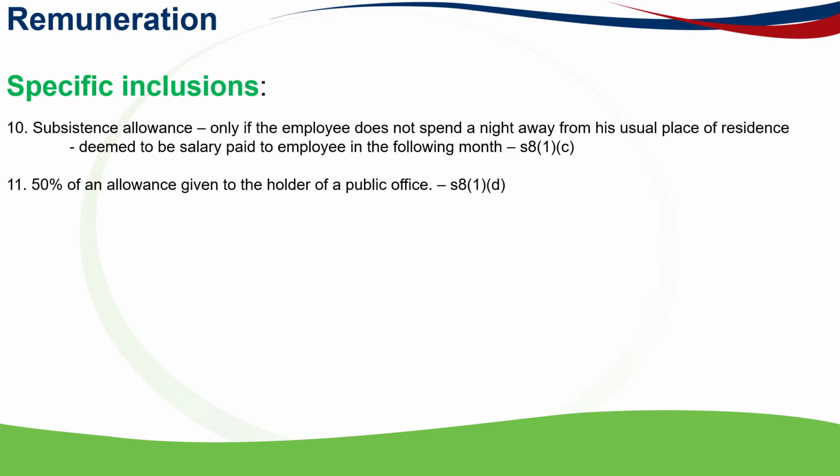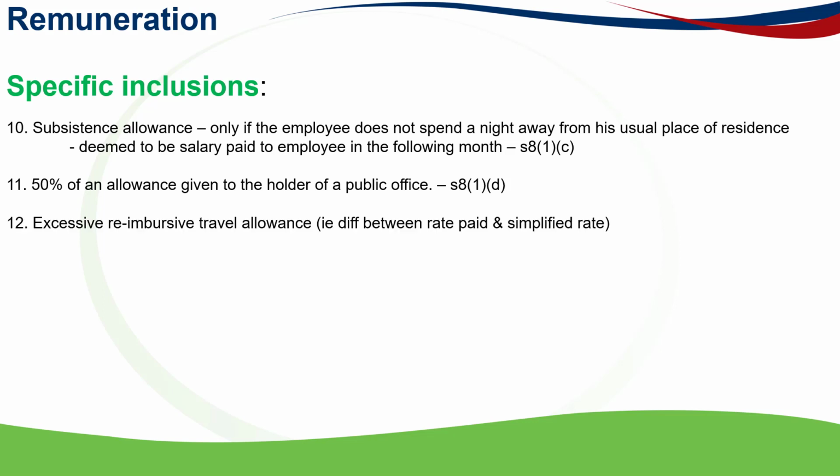50% of the allowance given to the holder of a public office will be included in remuneration. If a taxpayer receives a reimbursive travel allowance, only the portion that is deemed to be excessive will be included in remuneration. Right? So anything that is not excessive will not be included in remuneration. So how do we determine the amount that is excessive? We look at the difference between the rate that has been paid versus the simplified rate.